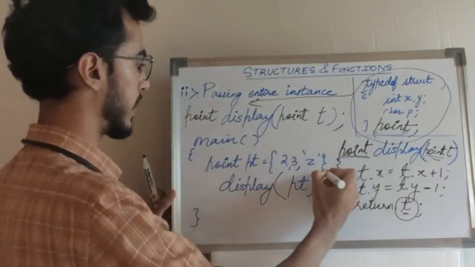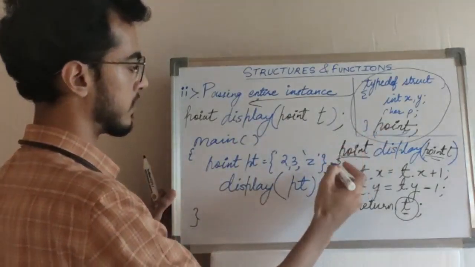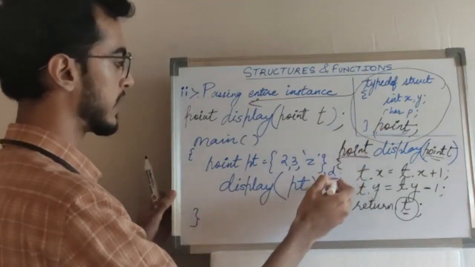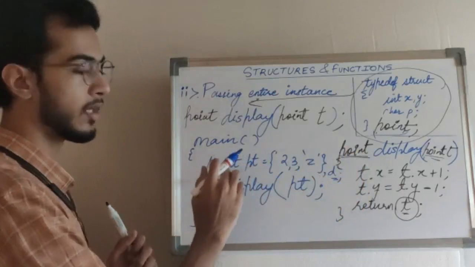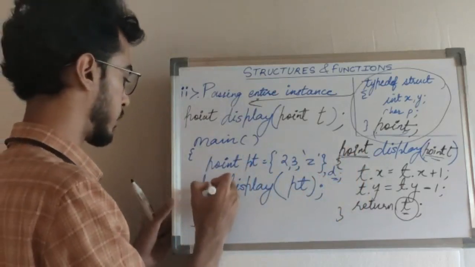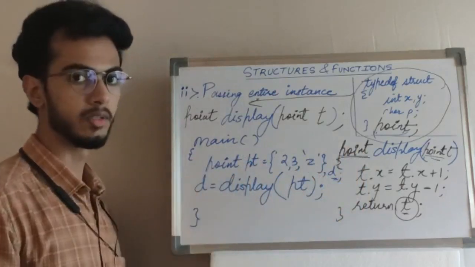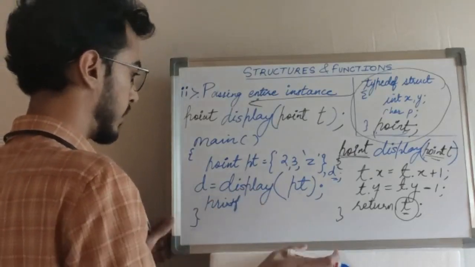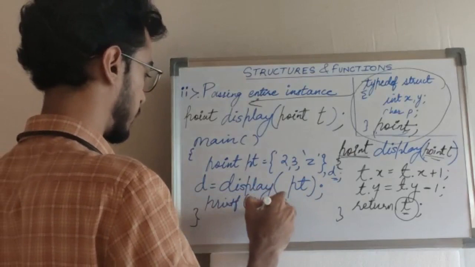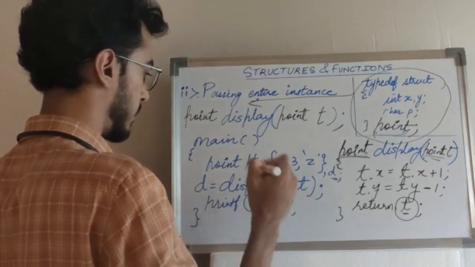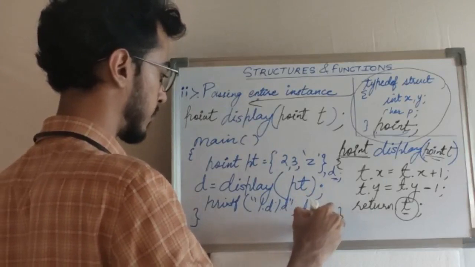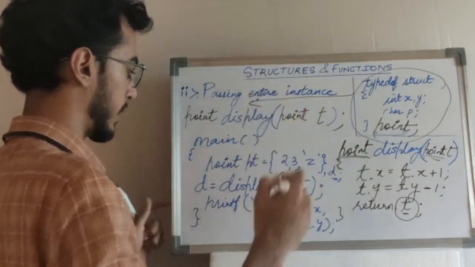So after this, I can create, let's say, let's give it a name D. D is the instance which is also of the type point, and I will write it over here as D equal to this thing. And when I try to print the values of D over here, as D.x, comma D.y.